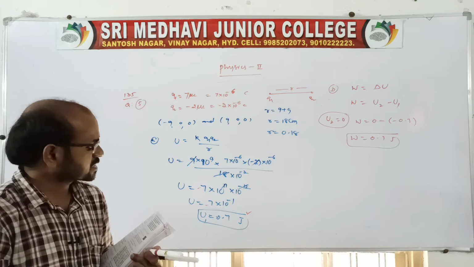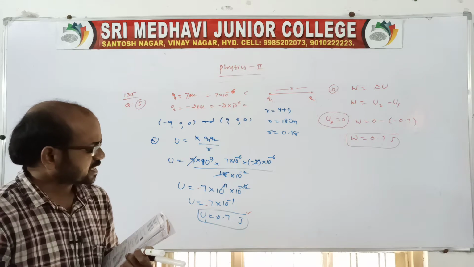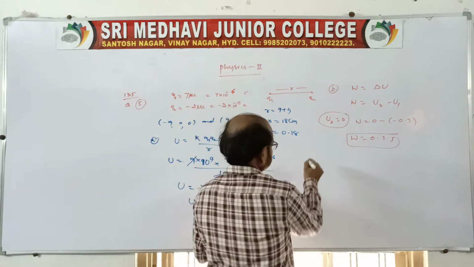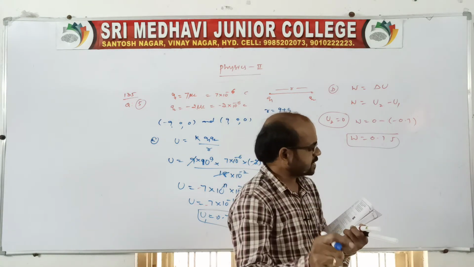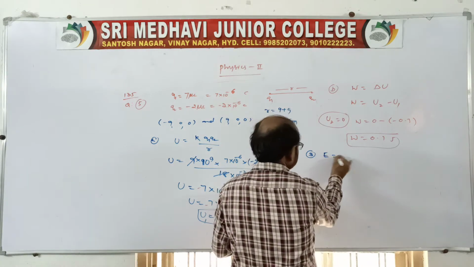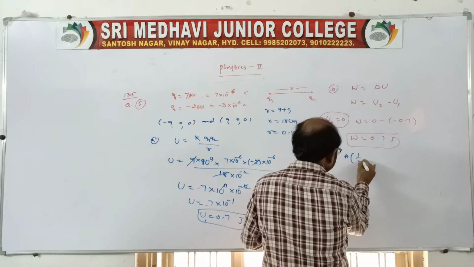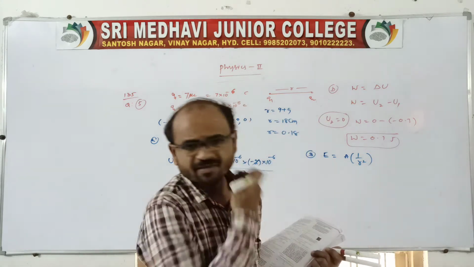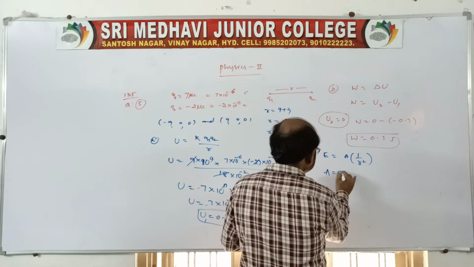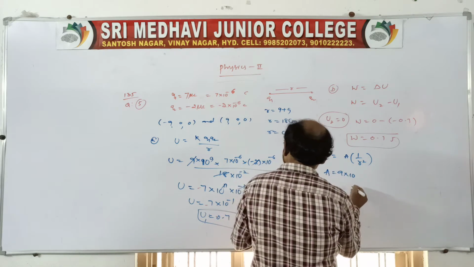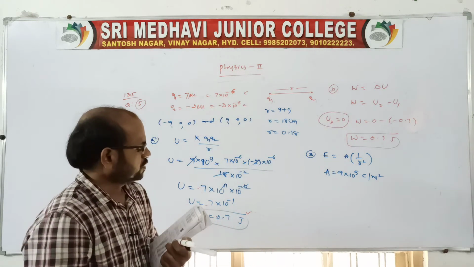And coming to the third bit, it is asking: suppose that the same system of charges is now placed in an external electrical field. Now this system of two charges is placed in the external electrical field intensity. What is the given external electrical field intensity? It is given as A times 1 by R square. What is A? The value of A is given as 9 into 10 power 5 coulomb per meter square.